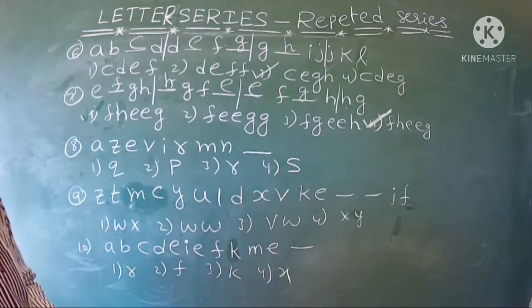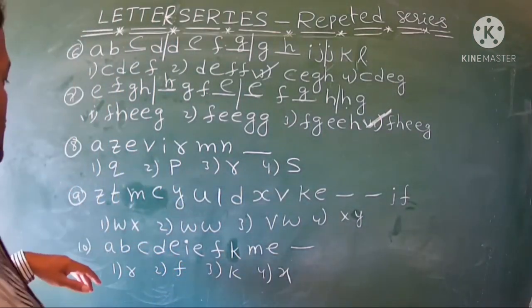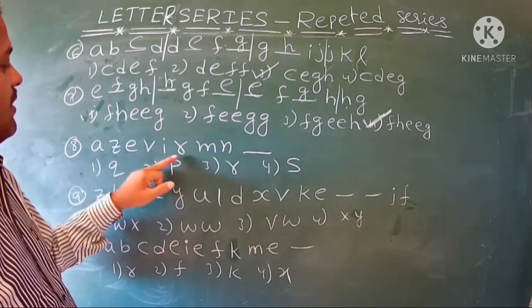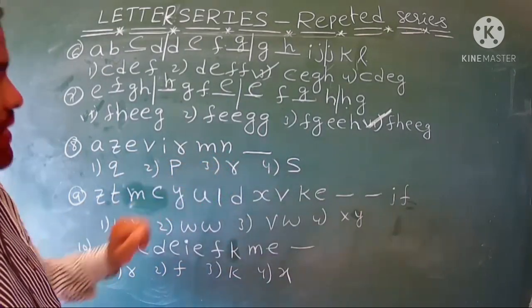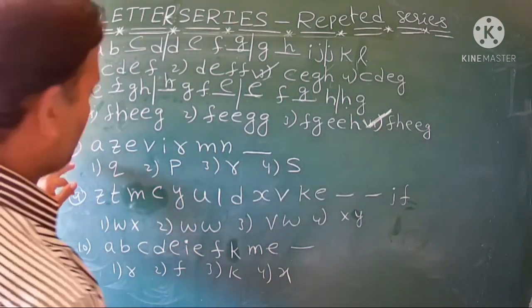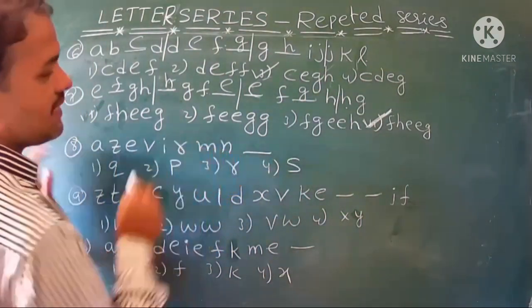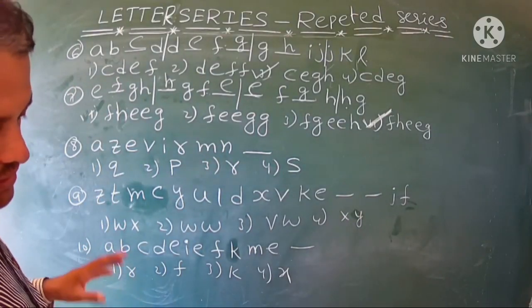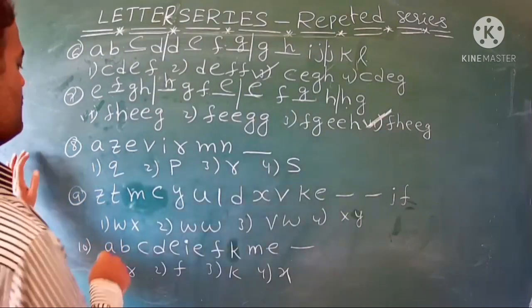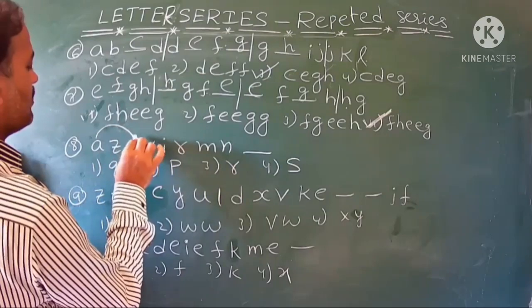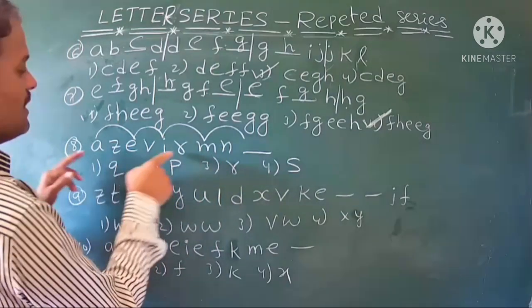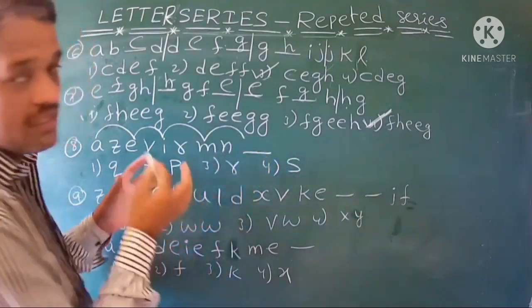Fourth option is suitable. So next you go for the eighth question, A Z E V I R M N dash will get. So first of all in this, you need to observe here how many letters will be there: 3, 6, 8 letters will be there. 8 letters will be there means if you are taking odd multiples, 1, 3, 5, 7, next what will come? If it is 8, then next I want the ninth letter.